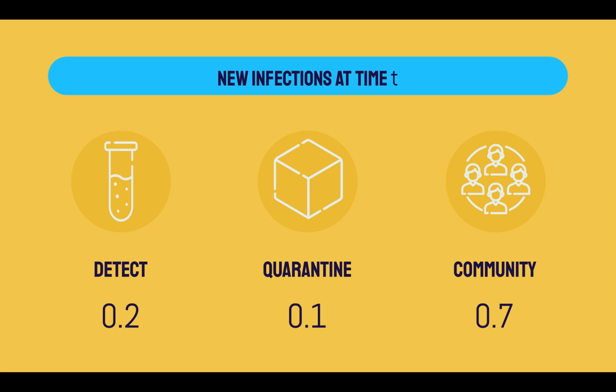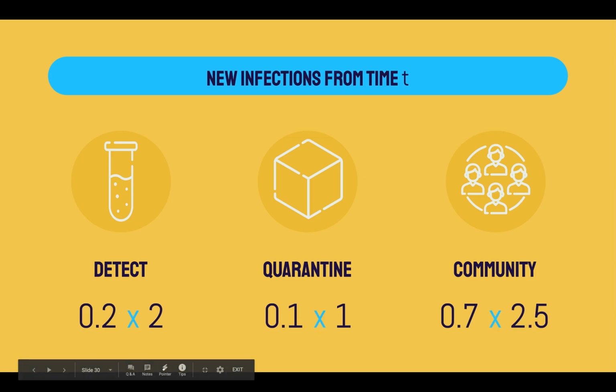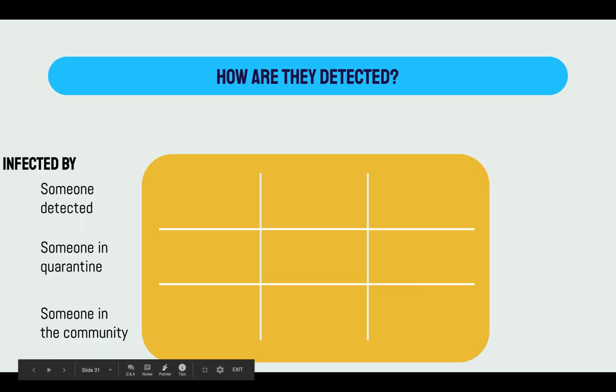And so our new infections at time t could be something like 0.2, 0.1, and 0.7 times 2 times 1 times 2.5. And then the next piece that's important is not only do we want to know how many people are going to be infected, but then at time t plus 1 we want to be able to stick people into the right compartments. And so we need to know how many new infections there are going to be, and also what categories each of those infections are going to fall into.